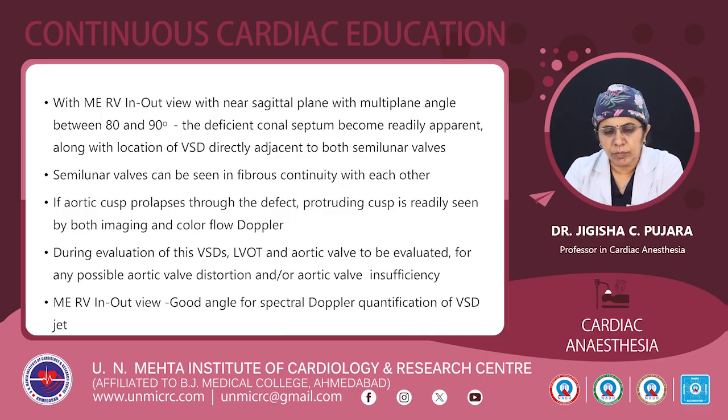If an aortic cusp prolapses into the defect, you can see the protruding cusp through the defect, readily seen by both imaging and color flow Doppler. During the evaluation of these VSDs, the LVOT and the aortic valve should be evaluated for any possible aortic valve disruption or insufficiency, because many a time the valve is distorted due to the VSD and the higher flow of blood, and sometimes this stretching of the cusp can cause aortic valve regurgitation. So one should look for that also.